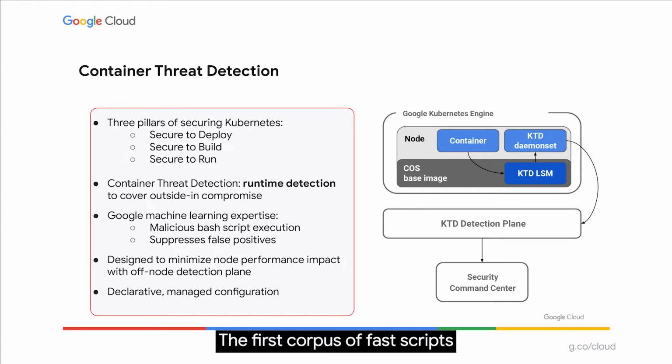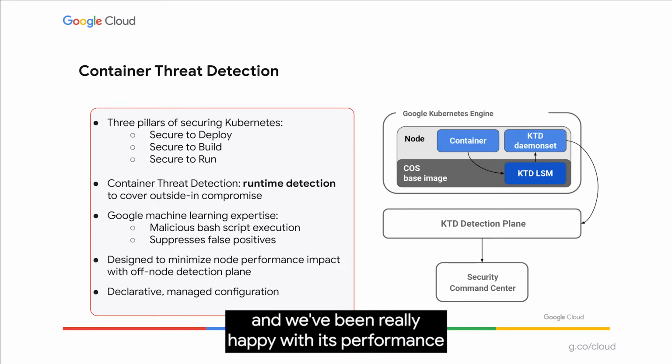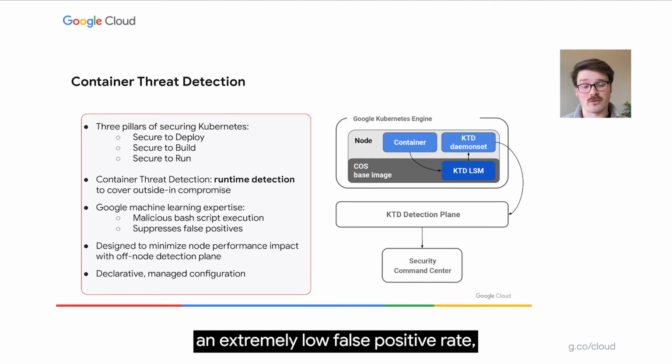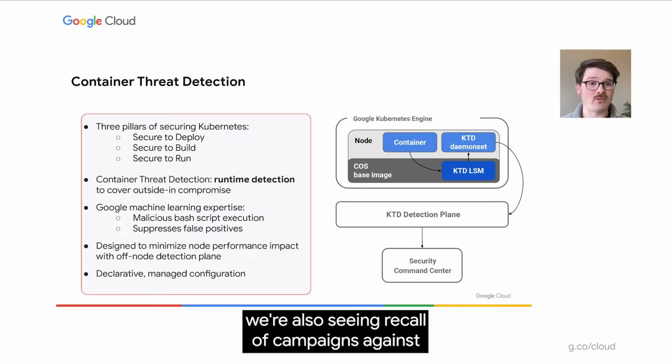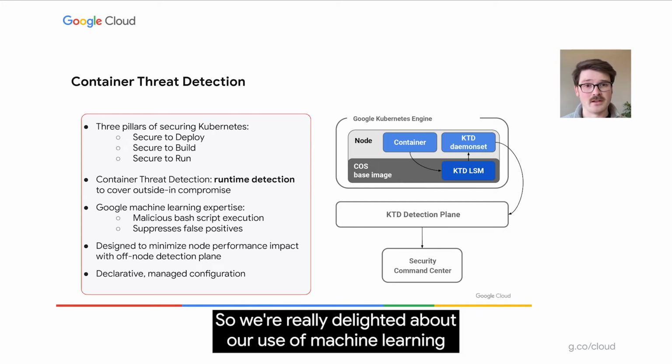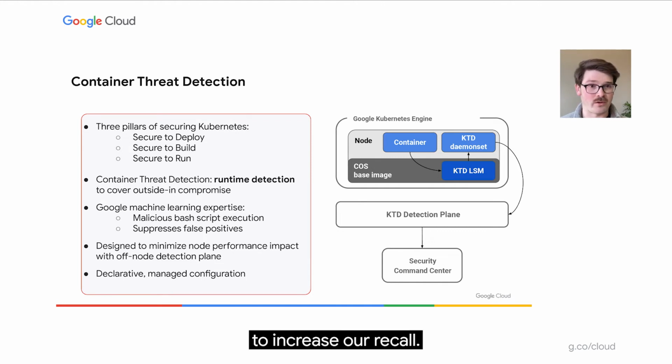The first corpus of bash scripts we got from public GitHub repositories, and the second we got from a source I'm contractually prohibited from naming that we have good reason to believe is predominantly malicious. We trained an NLP model, tuned it up, and we've been really happy with its performance since we introduced it. Not only are we seeing an extremely low false positive rate, we're also seeing recall of campaigns against open source and popular packaged software that we don't think we would have detected otherwise. So we're really delighted about our use of machine learning to increase our recall.